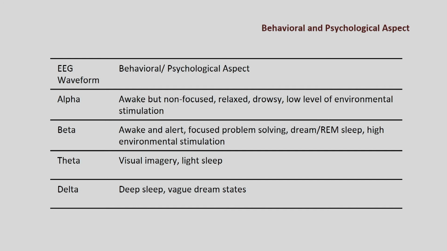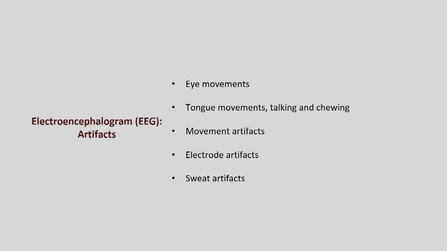Normally, when a person is working, there is a probability of recording either alpha or beta waves. When somebody is working, based on the type of wave recorded, we can understand the type of concentration needed. As in EMG, where we had many varieties of artifact, here in EEG we also have artifacts like eye movement, tongue movement, talking, chewing, movement artifacts, electrode artifacts, and sweat artifacts.